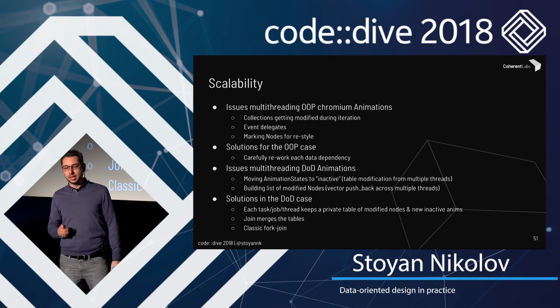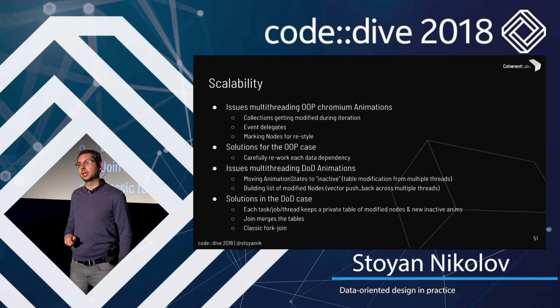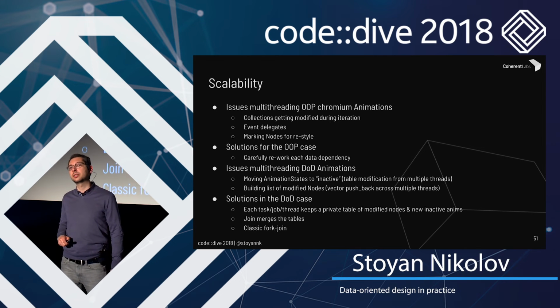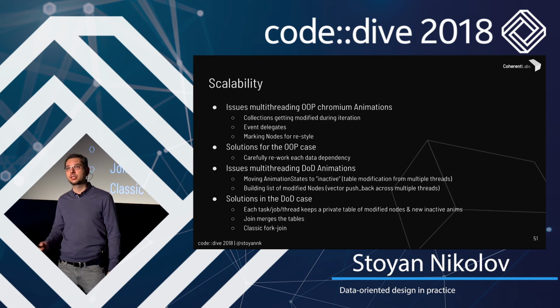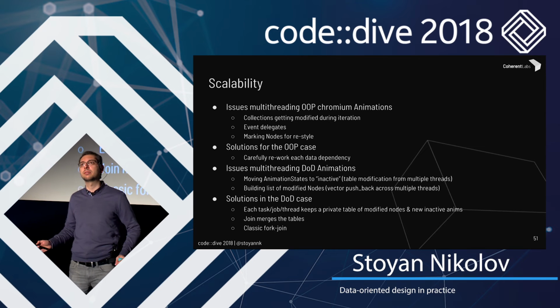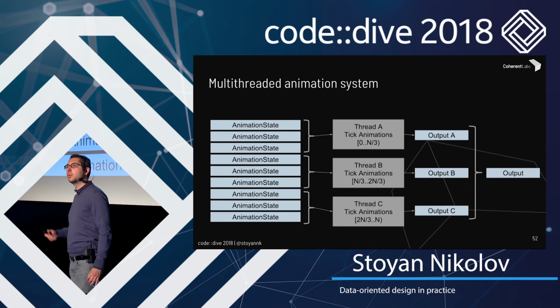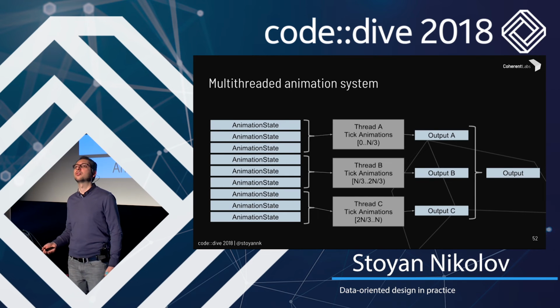With data-oriented design, we seem to be in a better place, because all our animation states and definitions are completely independent of one another. And we also know that when we iterate over the active animations, they're all active. So they'll be doing roughly the same amount of work. And we can do a very simple fork and join operation.